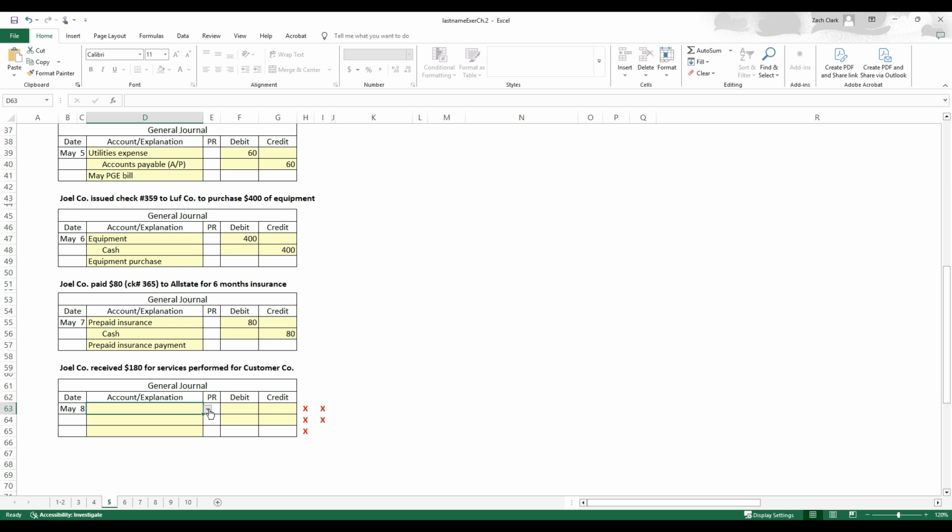And let's see. Okay, so this one we actually received cash for our services performed. So to differentiate from an accounts receivable like we booked above, we'll say services provided for cash. In this instance, we're going to say 180. So our cash asset goes up, and we record the revenue associated with earnings there.